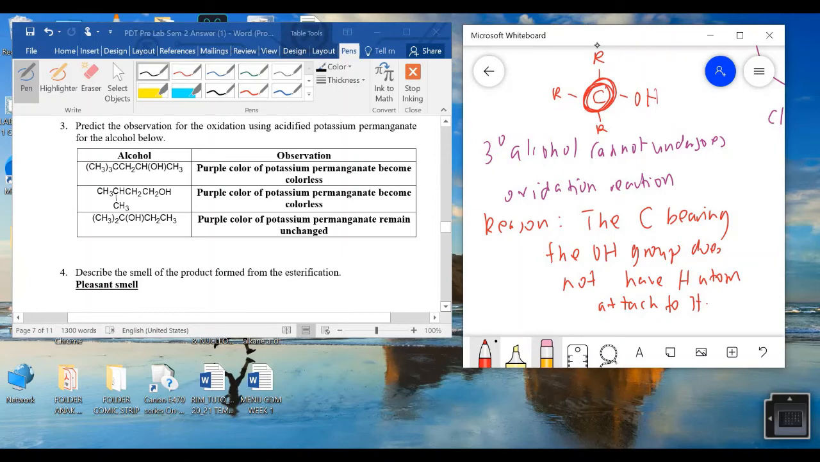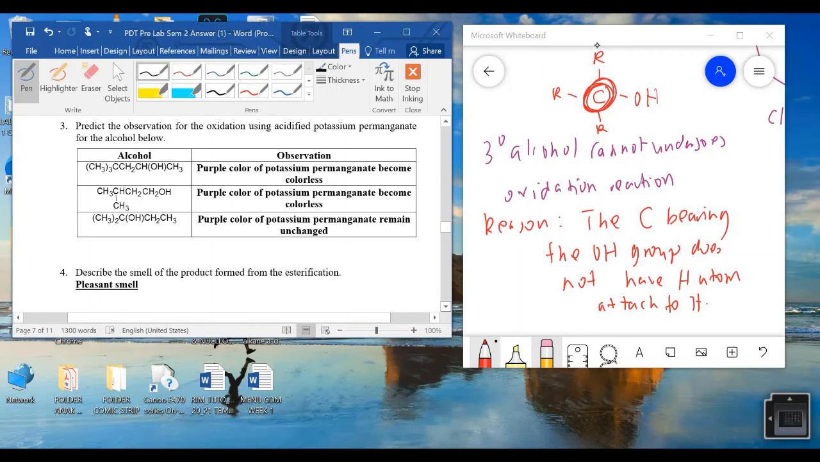Kalau kita tengok you punya eksperimen untuk primary dan secondary, okay, the purple color of potassium permanganate tu become colorless kan, and then you nampak brown precipitate a little bit form. Okay, ikut teori, kalau kita belajar ikut teori, brown precipitate tu tak terbentuk pun, tapi bila kita buat eksperimen, brown precipitate tu terhasil. So it's okay for you to write the brown precipitate form also lah, selain daripada potassium permanganate tu become colorless.